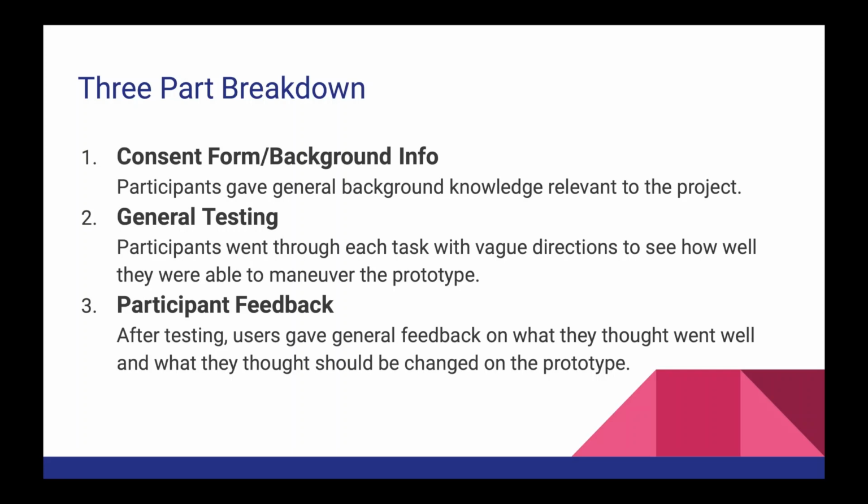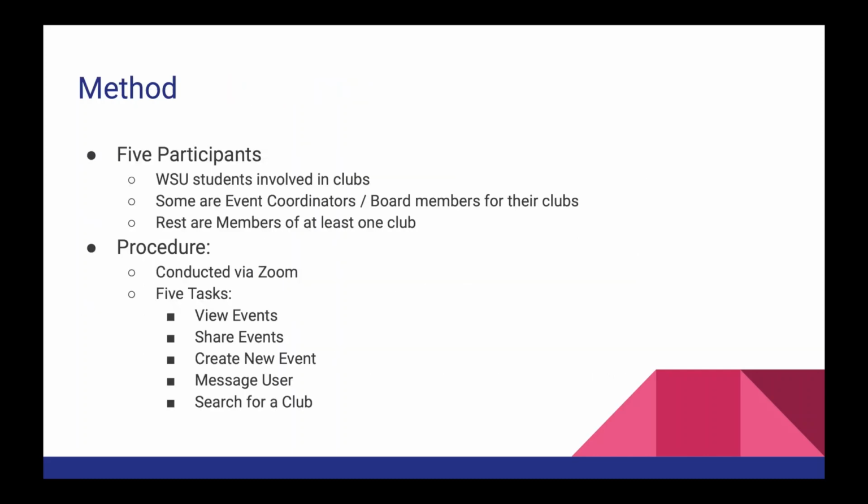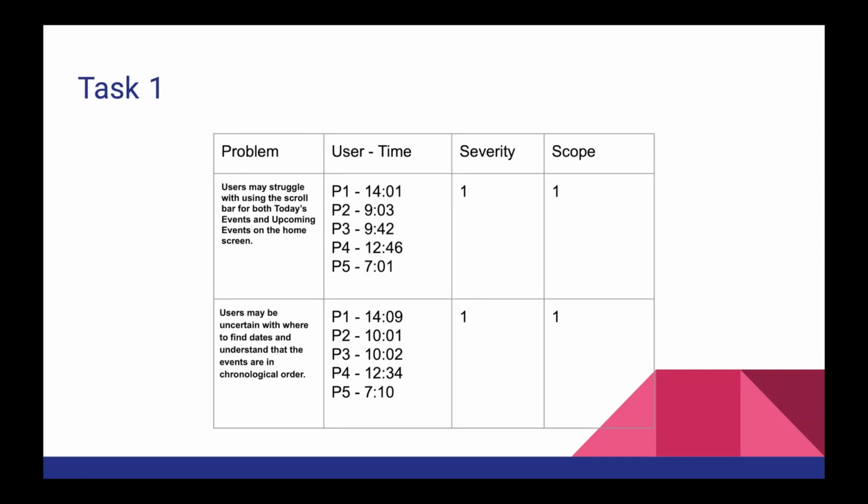In terms of general testing, the users went through each one of our tasks for the prototype, and at the end gave their overall feedback on what they thought of the application and things that we can improve on. Going over the methodology, our procedure was conducted over Zoom. We had 5 tasks, which were view events, share events, create new event, message a user, and search for a club. Each of those core tasks that we talked about earlier, the users also went through and found issues with.